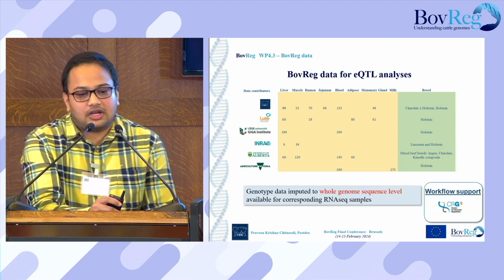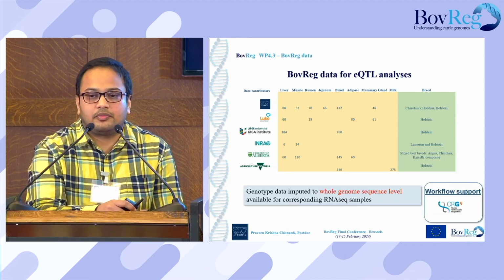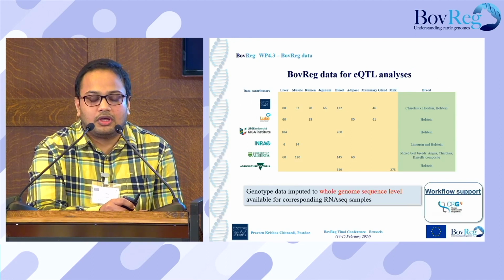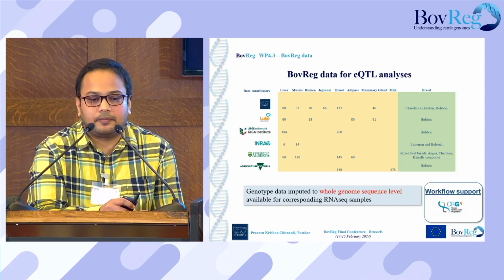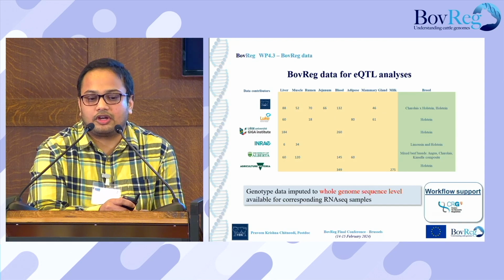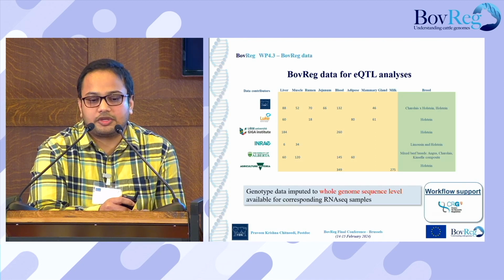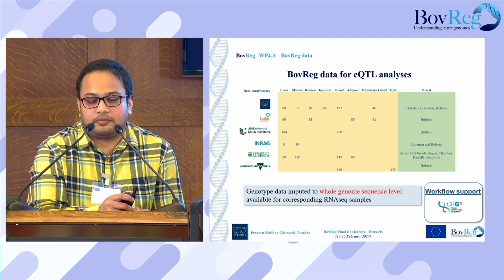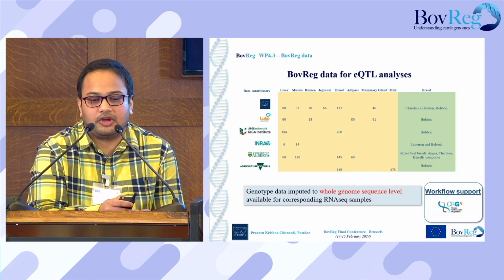So these are the data which we collected from different BovReg partners. We collected from 6 BovReg partners the RNA-seq data and also the corresponding whole genome sequence level imputed genotypes. And we also got support from the CRG Barcelona Jose group for developing this workflow. This data is also a composite data from different breeds.